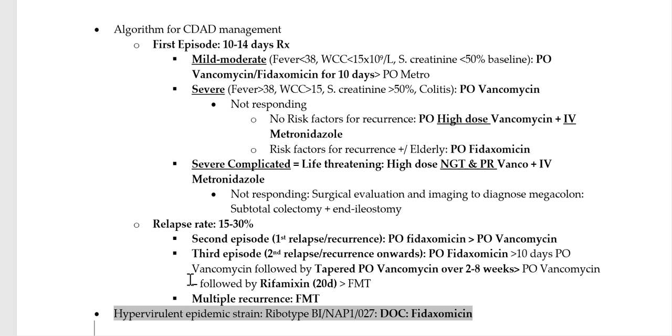If a person is suffering from a second episode, that means first relapse or recurrence, then fidaxomicin is preferable to vancomycin. If it is a third episode, that is second relapse and onwards, then again fidaxomicin is the choice. We can alternately give vancomycin, but not only that; fidaxomicin, followed by vancomycin in a tapering dose over 2 to 8 weeks, followed by rifampicin or FMT. If multiple recurrences are there, then fecal microbiota transplant is our last resort. For hypervirulent epidemic strain like ribotype BI/NAP1/027 or ribotype 27, fidaxomicin is always preferable.